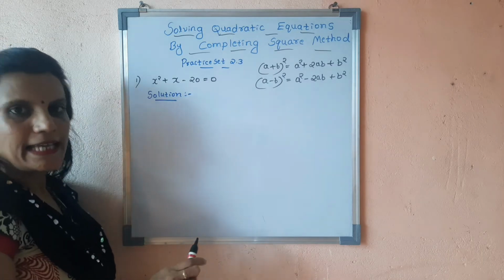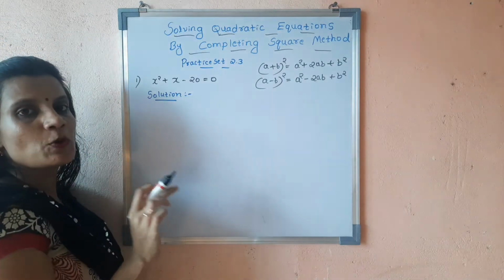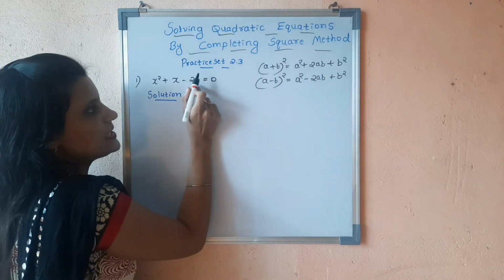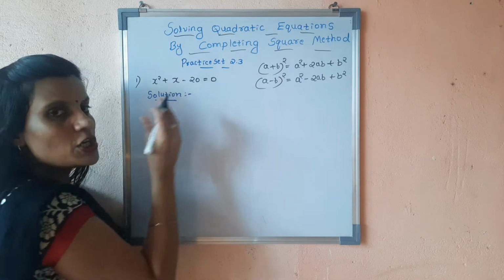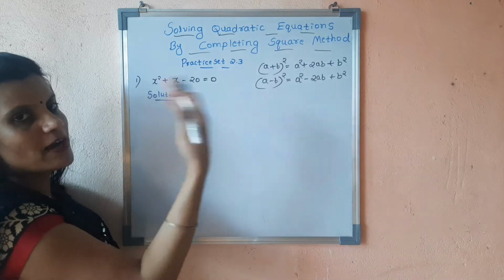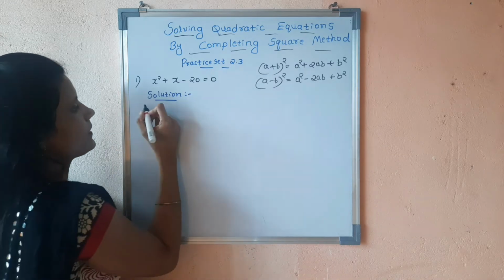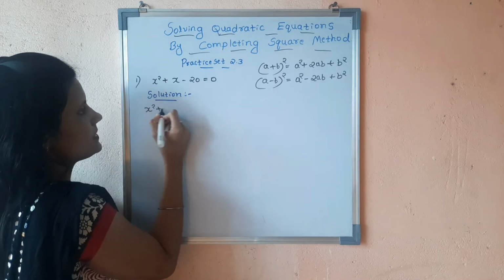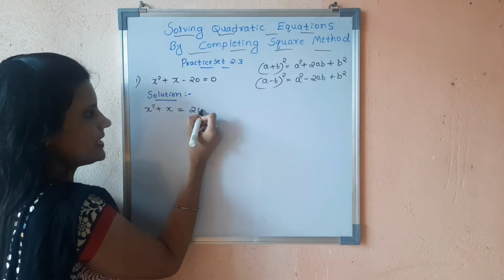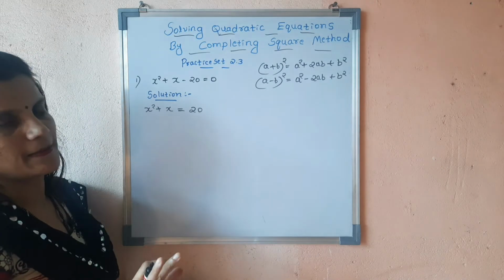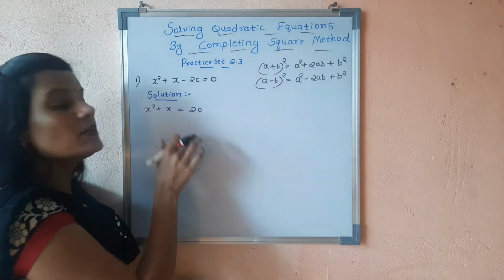Now the first thing is, what is the constant in this equation? The constant is 20. You should bring the constant to the right hand side. x square plus x is equal to 20. Easy, this is your first step.